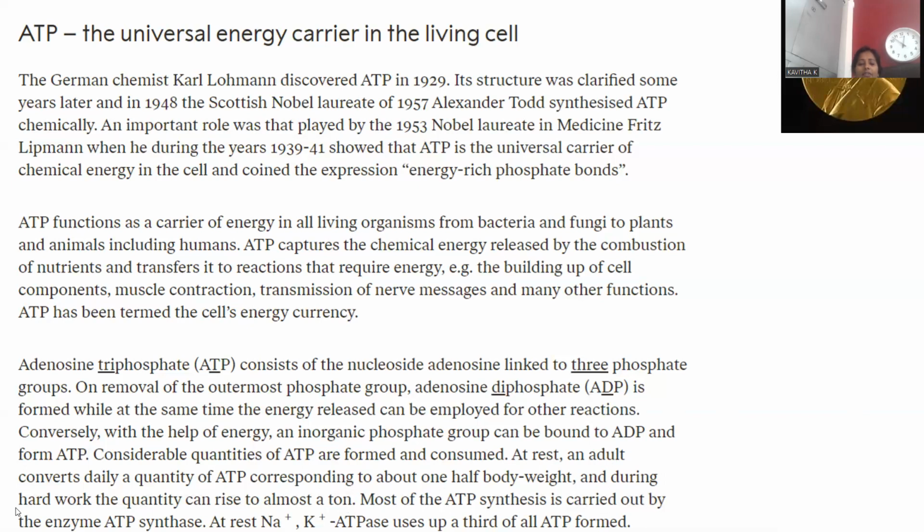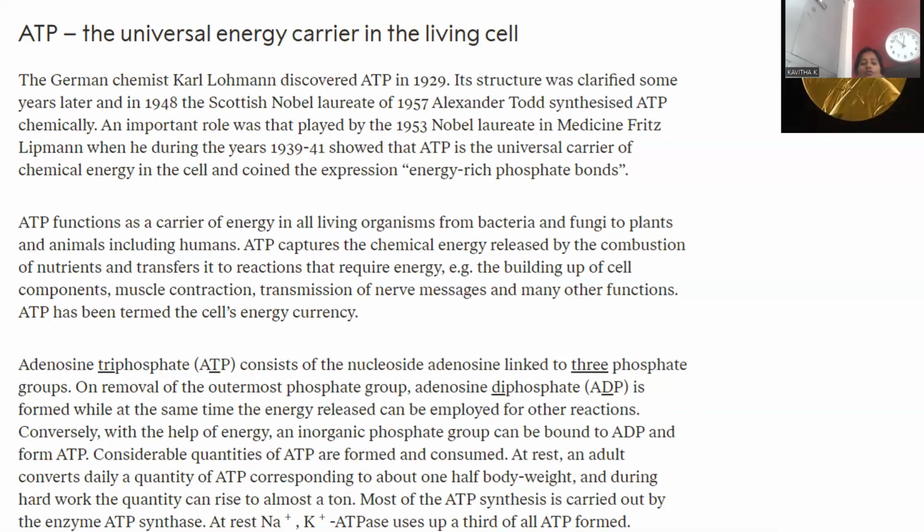Right. And during hard work, the quantity can be raised to almost a ton. So if the person is doing the maximum extent of work, the consumption of ATP also increases exponentially to that extent. Most of the ATP synthesis is carried out by the enzyme ATP synthase. In order to convert ADP into ATP, we need the support of the ATP synthase enzyme.